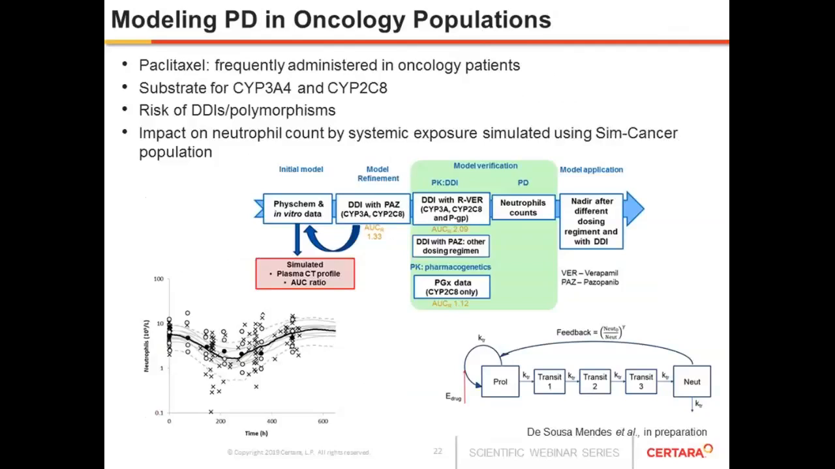So taking this further, moving on from pharmacokinetics, I just want to briefly talk about pharmacodynamics, and this is something that we've looked at within the oncology population. And the example I'm going to show you now is based on Paclitaxel. Essentially, this is a drug which is a substrate for 3A4 and 2C8, and therefore there are impact and risk for drug-drug interactions, as well as the effect of polymorphisms.